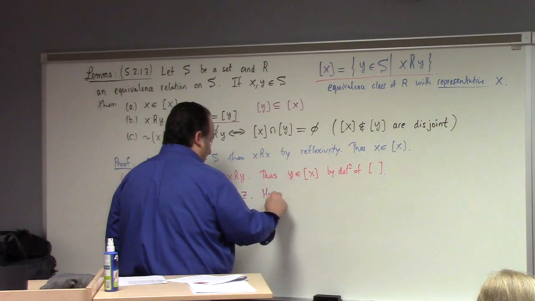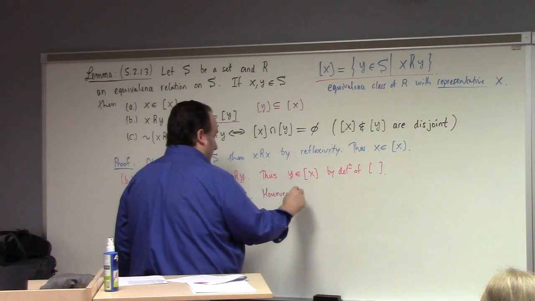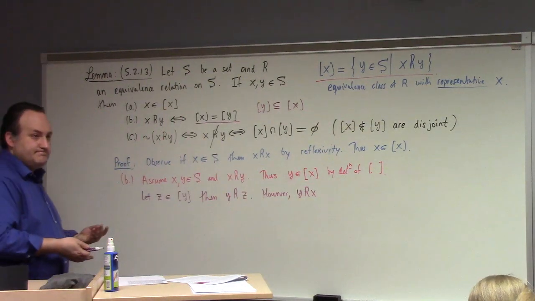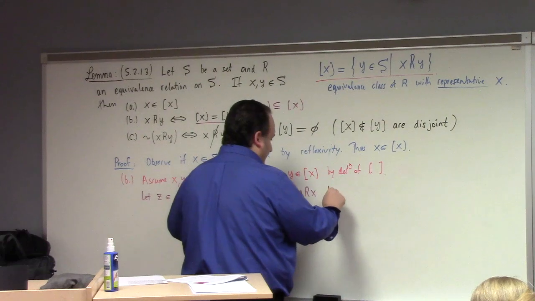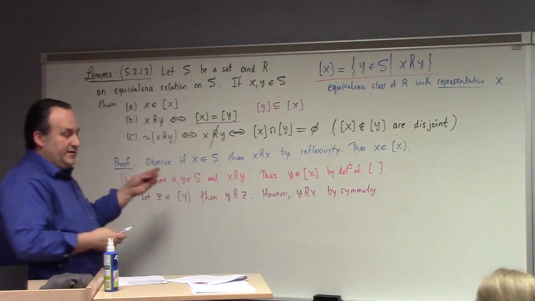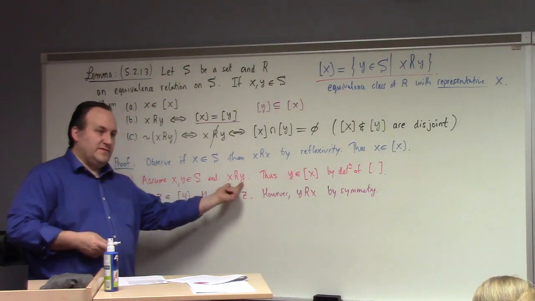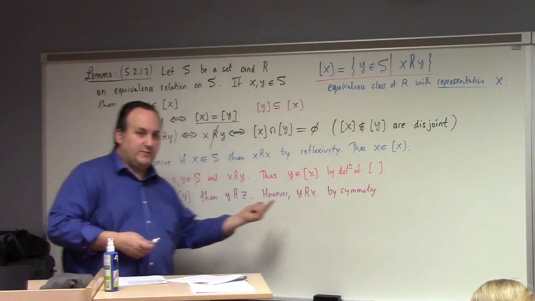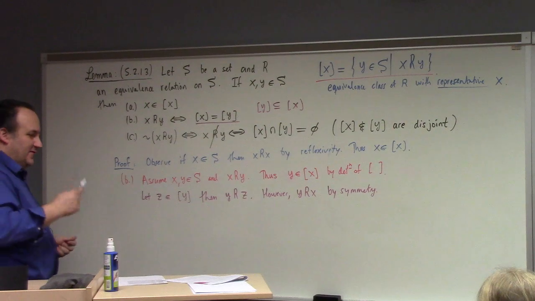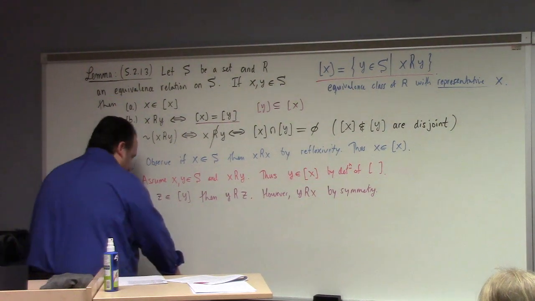However, what else do we know? We know that y is related to x, by symmetry. See that? By the symmetric property, because we already knew x is related to y, it follows that y is related to x, because we're working on an equivalence relation. What did I do? I see a confusion. Oh, I'm sorry, I feel your pain. I'll try to write bigger, or maybe a different color. This color is evil.